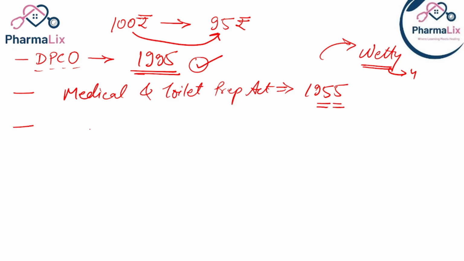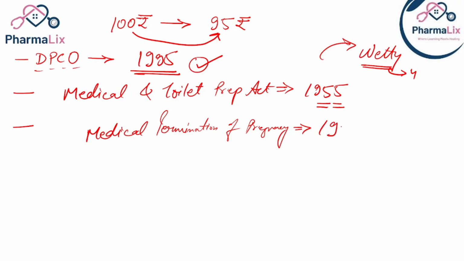Then we have the Medical Termination of Pregnancy Act. To remember this act, you need to memorize that there is a lady whose name is 70 and 70 only wants one kid. So she is 19 years and her name is 70 and she wants only one kid. So that is 1971. So the Medical Termination of Pregnancy Act came in 1971 and the rules came in 1975.